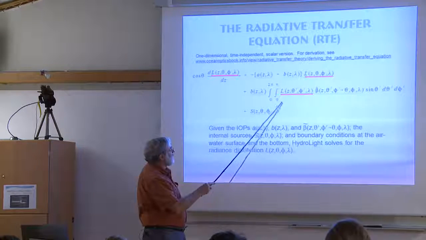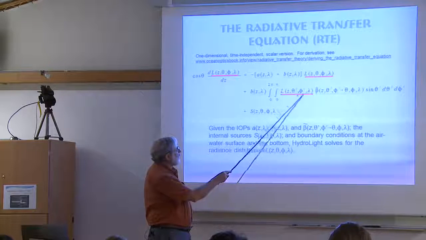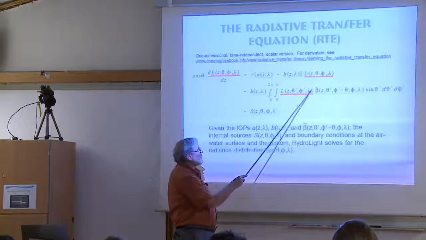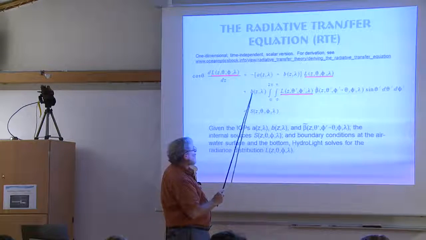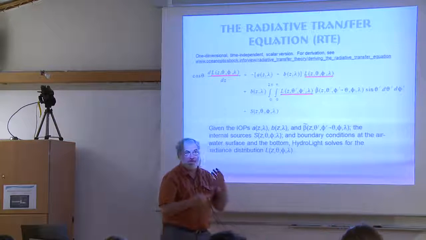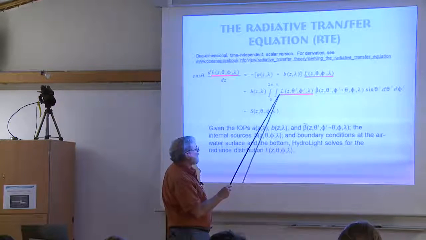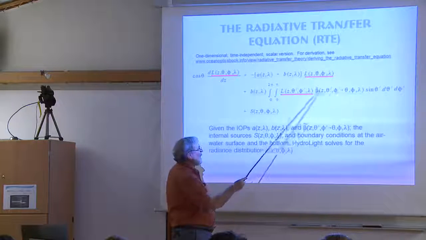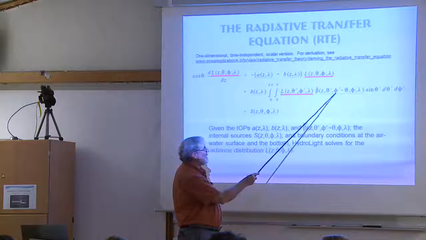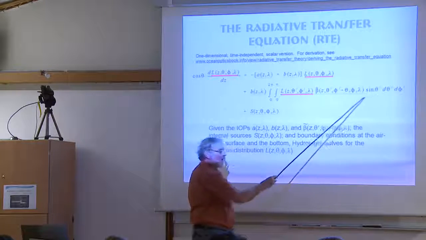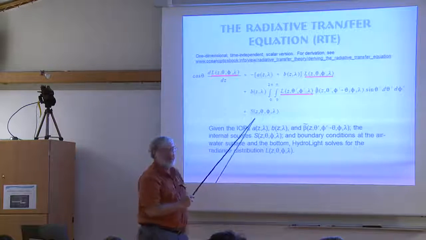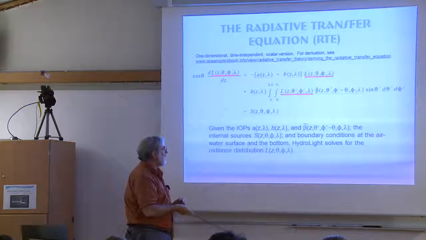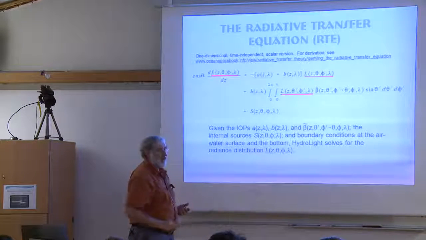So I have a term here that is the radiance in all directions being scattered into the direction I'm interested in. So this is the scattering phase function, or the scattering coefficient times the scattering phase function is the volume scattering function. So basically there's a term that is then a gain of radiance in my direction, theta phi, from radiance in other directions being scattered into that direction. We integrate that over all solid angle, over all directions. And then there might be an internal source like bioluminescence, for example, that's creating new light in the direction I'm looking at. So that's the equation that Hydrolight's going to solve.